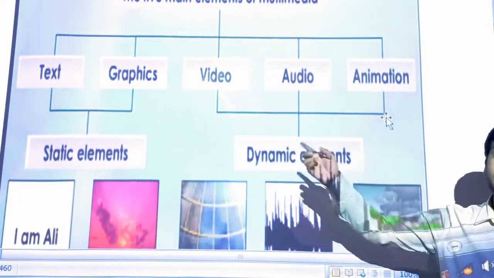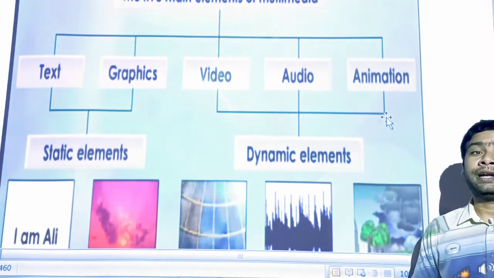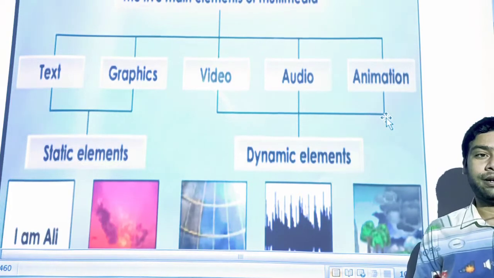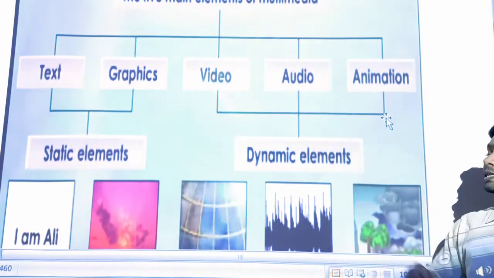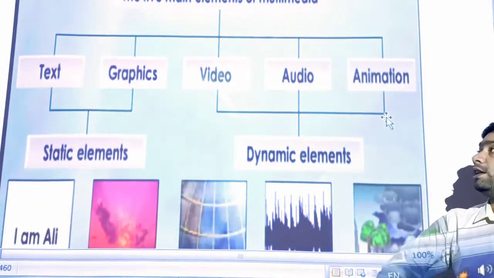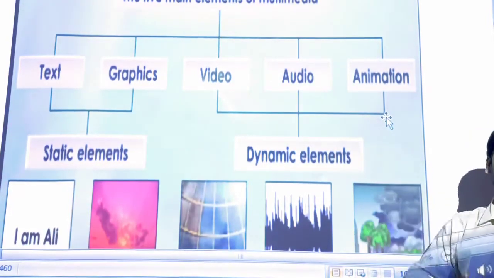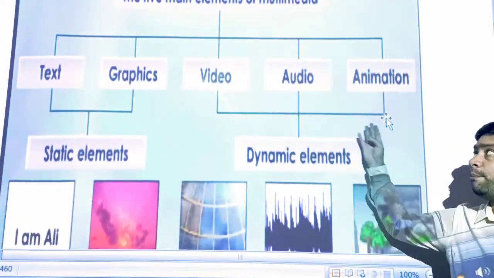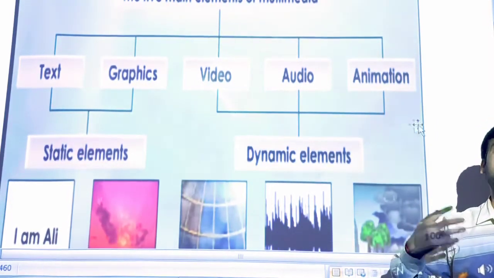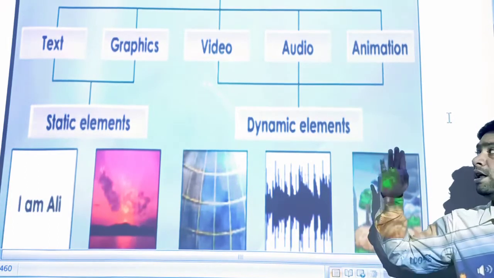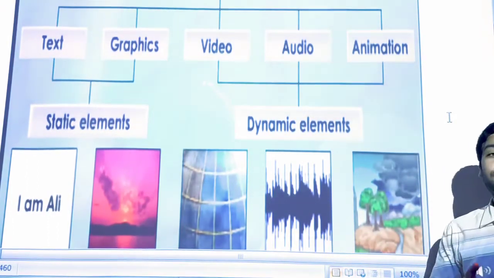Static means things in a typed manner, where the text and graphics are, which always stay at the same position. While the second is the dynamic type, which is changeable, like video, audio, and animation. These three media are played and change their items regularly, while text and graphics are permanent and fixed items. That's why text and graphics are called static elements, while video, audio, and animation are called dynamic elements.